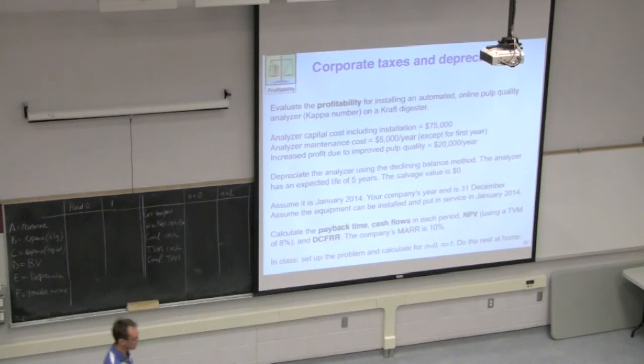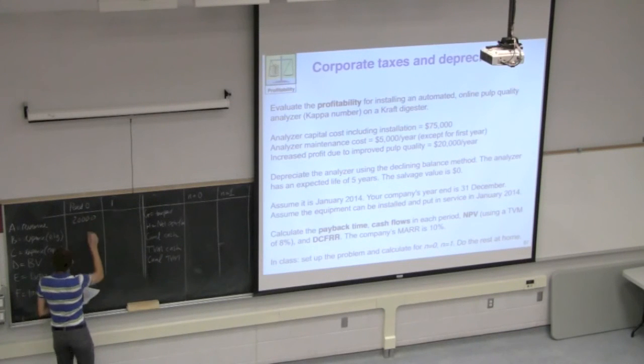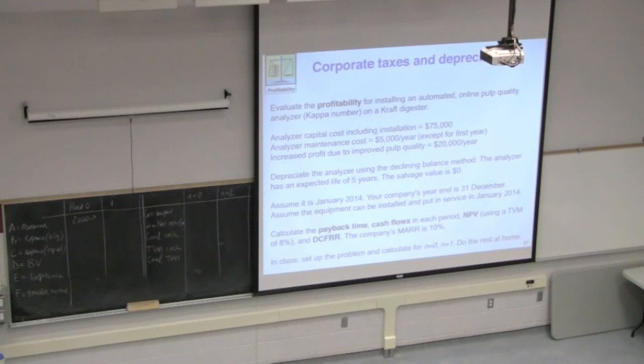Okay, so income in period one and period zero: 20,000. Okay, eligible expenses in period zero. Zero. There are no eligible expenses in the first period. No maintenance in the first period. It's just in the next period.